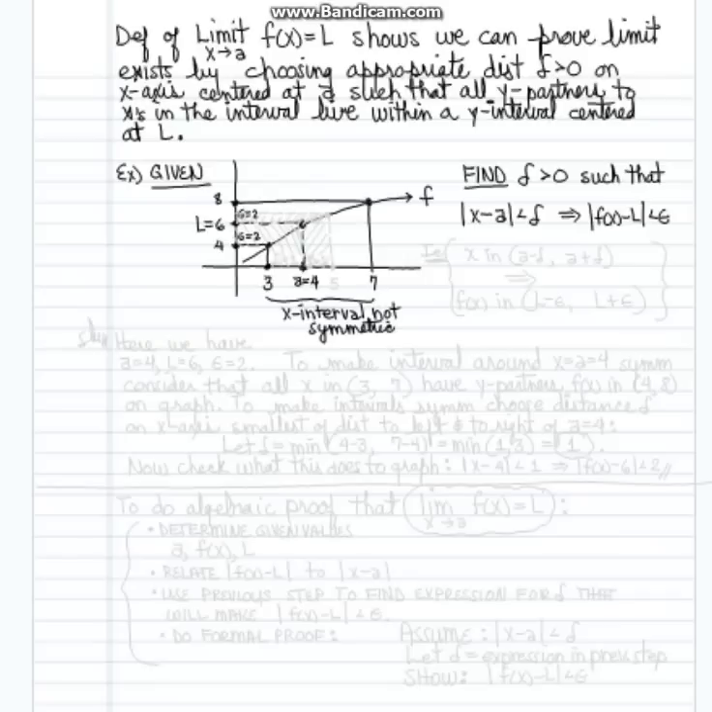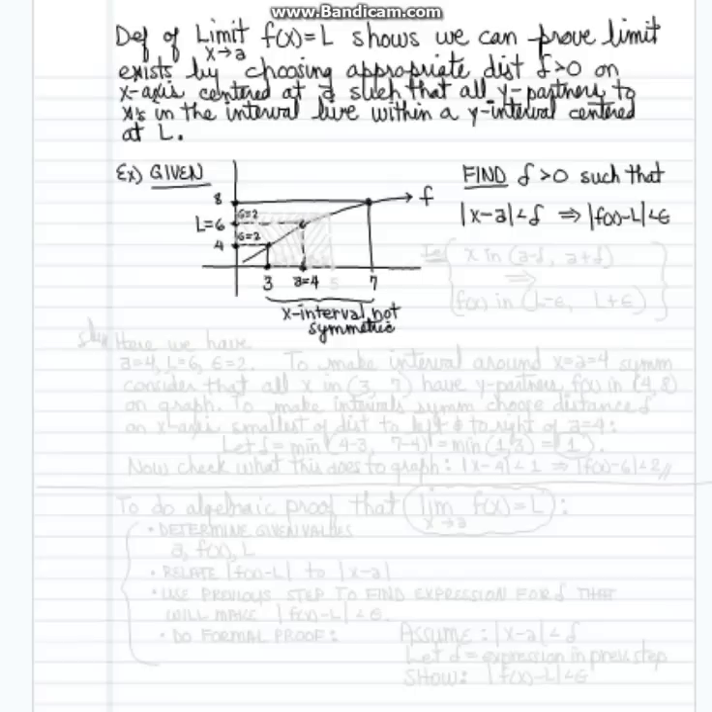So what we're going to do is come up with the value delta, the distance to the left of a equals 4 and to the right of a equals 4 on the x-axis, that will give us a nice symmetric interval around 4 where all the values in that interval will map back to the y partners in the interval on the y-axis anywhere between 4 and 8.